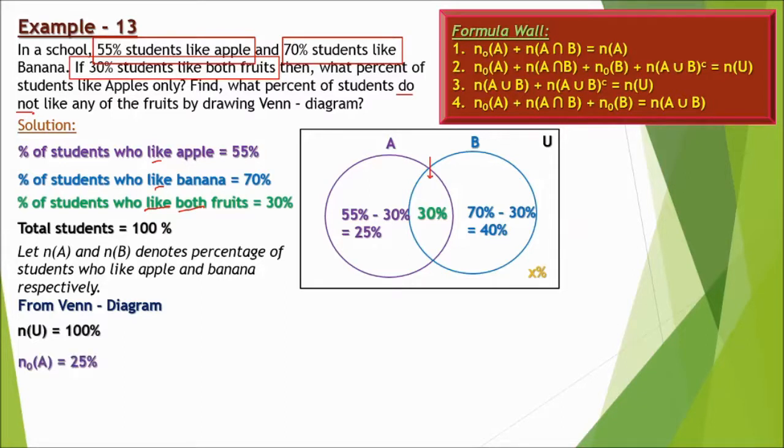Only apple is 25%. Intersection of apple and banana is 30%. Only banana, okay, you may see another thing. You may say it's a technical mistake. Now you can see only banana is 40%, and the complement of both apple and banana is X%, that is C. Now we have our formula, that is formula 2.